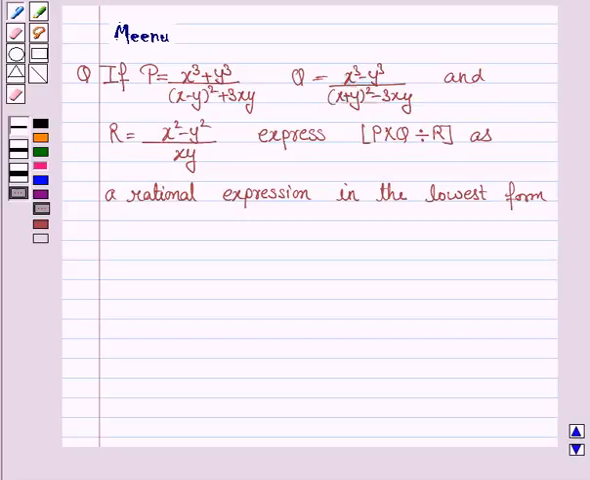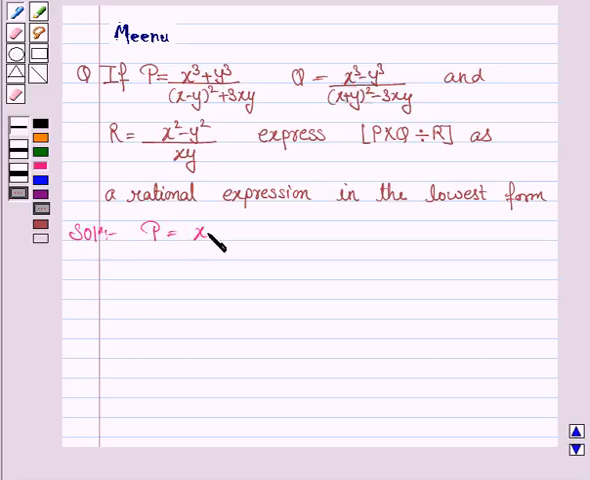Let's work out the following problem. It says, if P is (x cube plus y cube) upon (x minus y) whole square plus 3xy, and Q is (x cube minus y cube) upon (x plus y) whole square minus 3xy, and R is (x square minus y square) upon xy, express P into Q divided by R as a rational expression in the lowest form. So let's now move on to the solution.